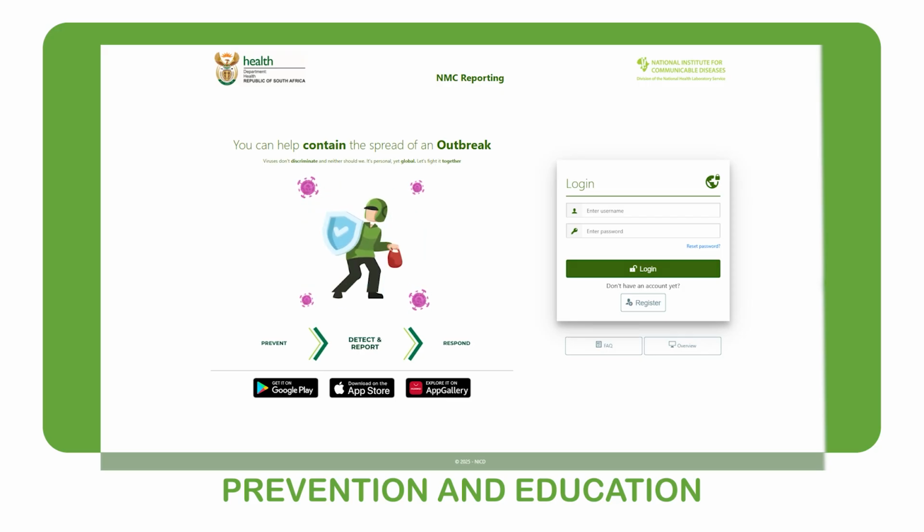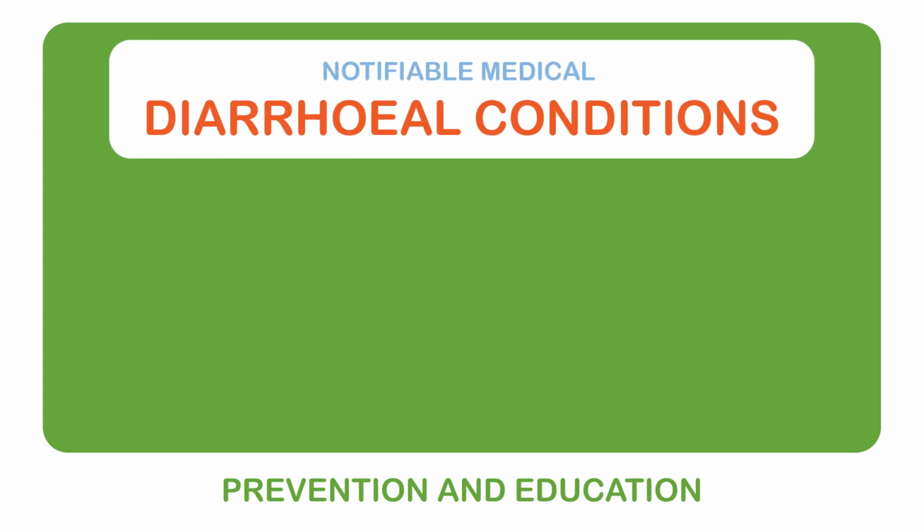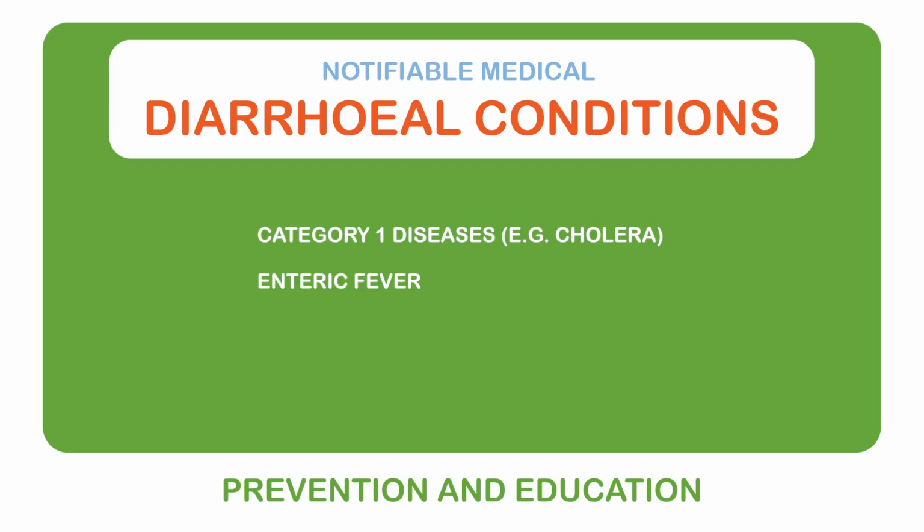According to the Notifiable Medical Conditions rules, the following need to be notified within 24 hours of clinical or laboratory diagnosis. If they are diseases that need to be notified under Category 1, for example, cholera. Enteric fever, that is typhoid or paratyphoid fever. Any foodborne disease outbreak, which is defined as 2 or more cases in the same community, or listeriosis.